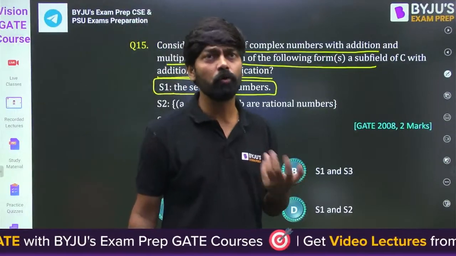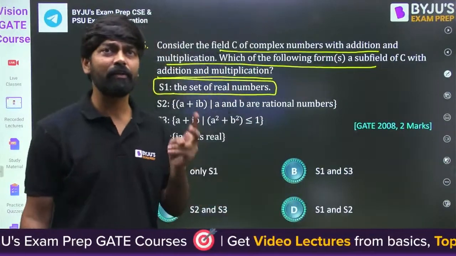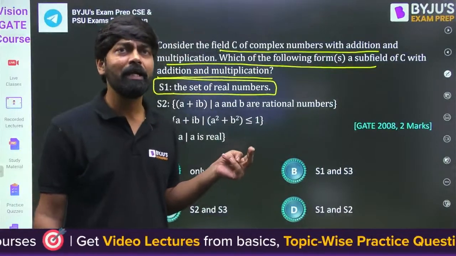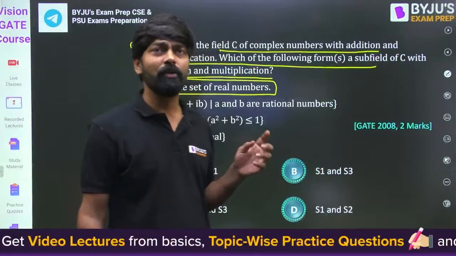Fine. It means it is closed. So addition is closed. If you take two real numbers and multiply them, it is also what? A real number only. So it is closed, my dear friend.